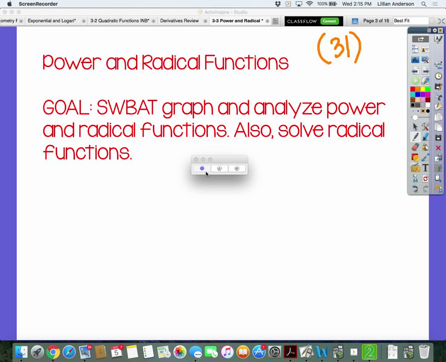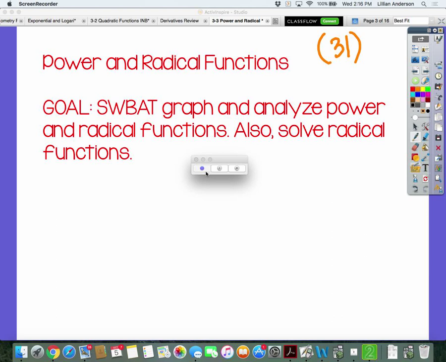So, power functions and radical functions. Going to go on page 31. Just 31. Again, graphing and analyzing the functions and solving radical functions. All right? That's why you guys have the graphs there. You guys will be gluing them in because a lot of this really needs to be seen through examples. Okay? So we are going to be graphing a lot today.